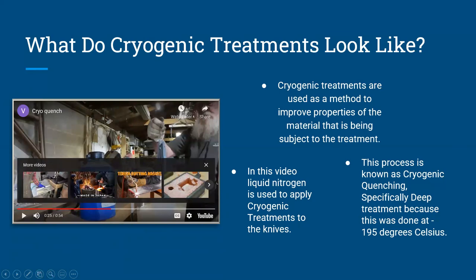So what we see in this video are stainless steel knives that are going through the cryogenic quenching process. They were hardened at 1,955 degrees Fahrenheit and were cryogenically quenched at -320 degrees Fahrenheit.